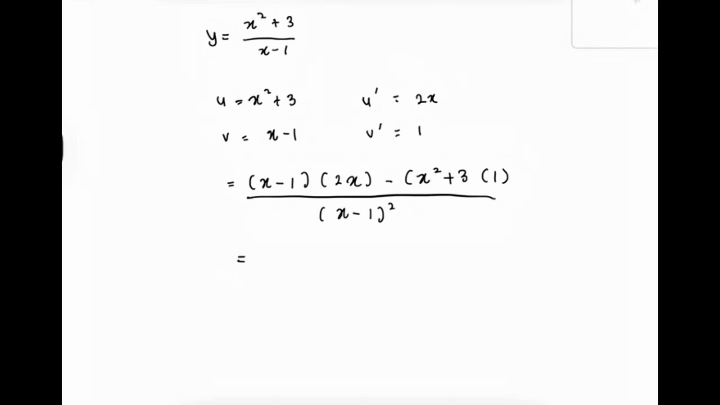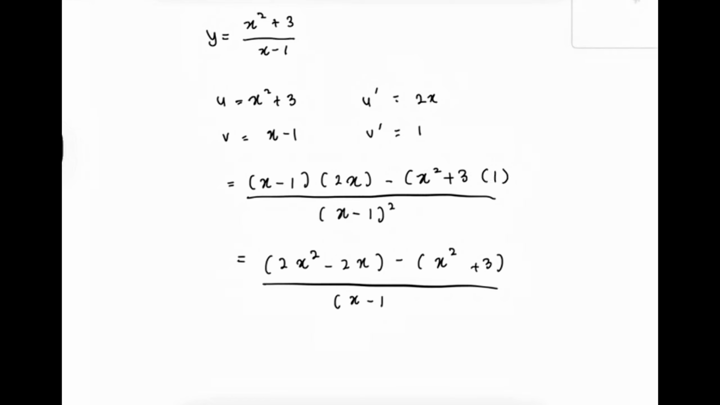So we expand it, it will become 2x to the power of 2 minus 2x minus x to the power of 2 plus 3, over x minus 1 to the power of 2. So the final answer, it will be x to the power of 2 minus 2x minus 3 over, so we open the bracket, and x minus 1 to the power of 2 and close the bracket. That's it.